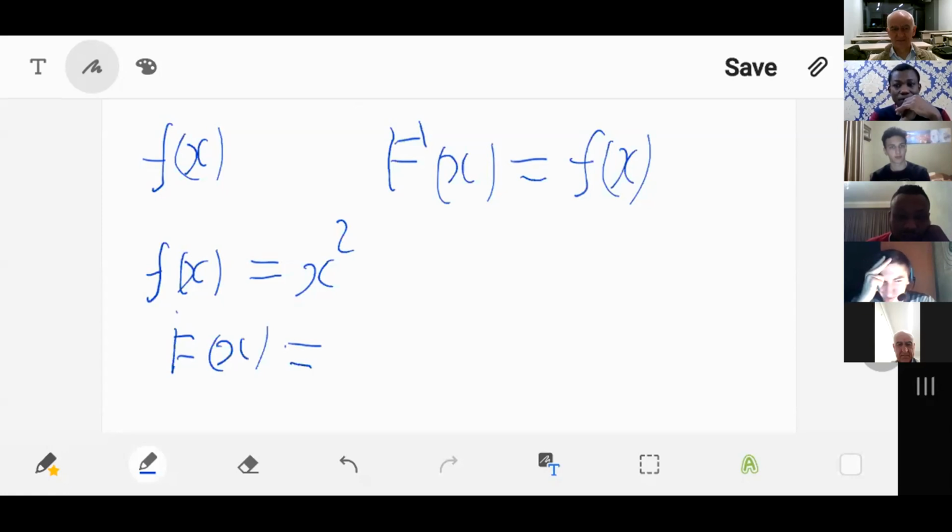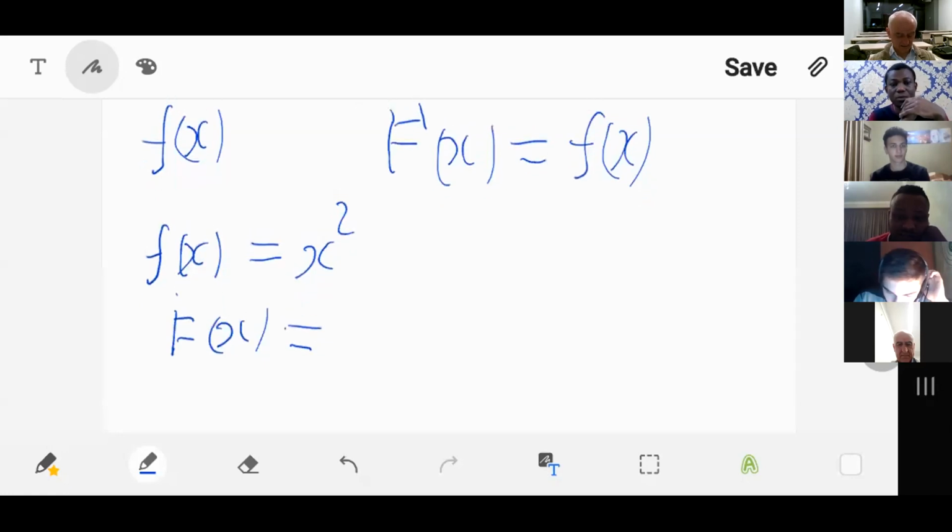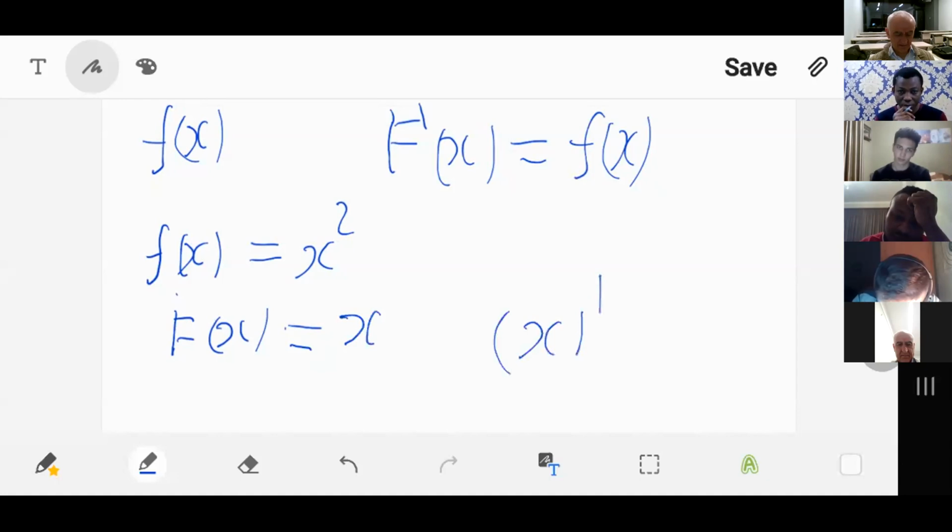Let's try x. Let's find the derivative of x. What is the derivative of x? It's 1. Yes, sorry, the derivative of x is 1. So your answer is not correct, because we need a function such that the derivative of this function is x squared.